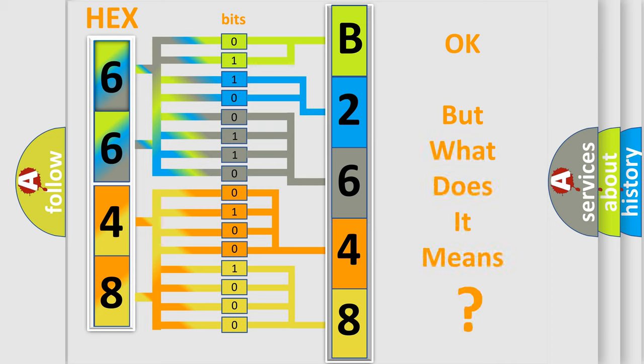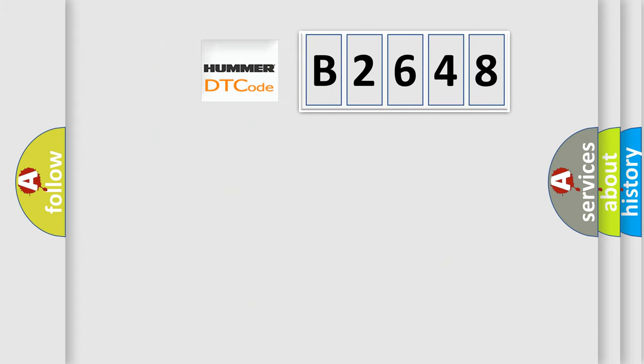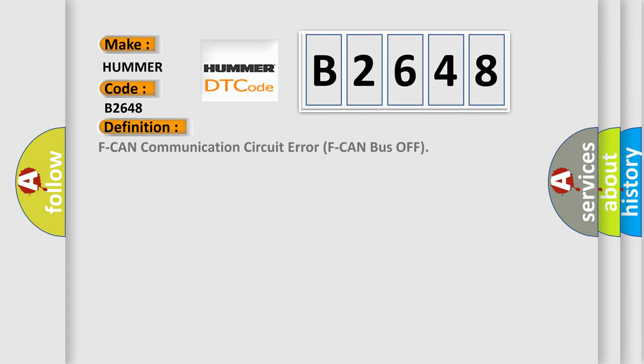The number itself does not make sense to us if we cannot assign information to what it actually expresses. So, what does the Diagnostic Trouble Code B2648 interpret specifically for car manufacturers? The basic definition is F-CAN communication circuit error, F-CAN bus off.